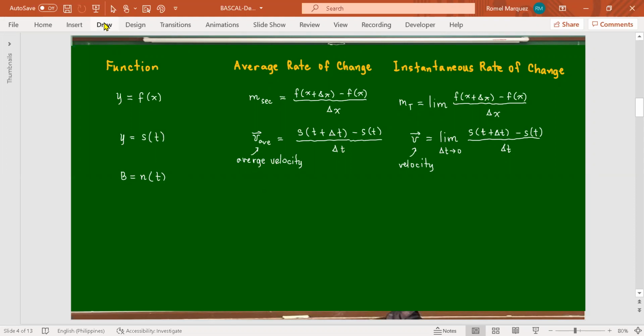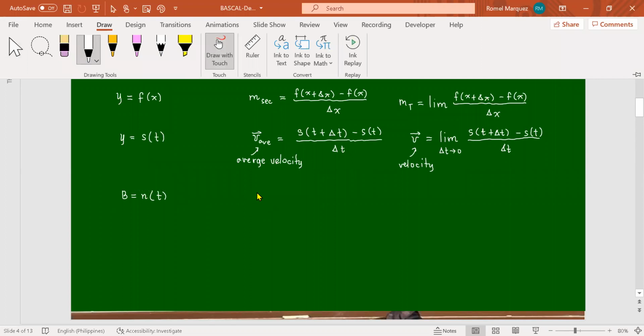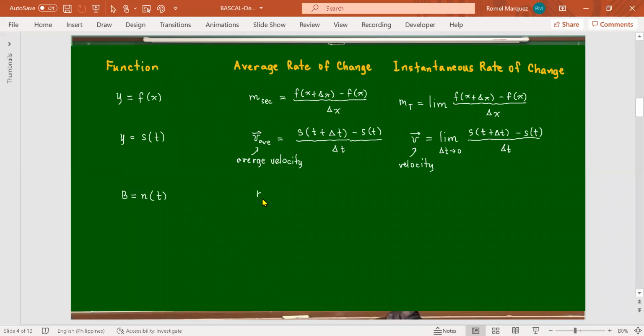The average rate of change. Guys, paano ko isusulat yung average rate of change niyan? Average rate of change of bacteria. Instead of S, number po of bacteria. N po. And that is the average rate. And that is N of what? T plus Delta T po. Minus N of T. So, ibig sabihin, do you know what I am trying to point out to you?